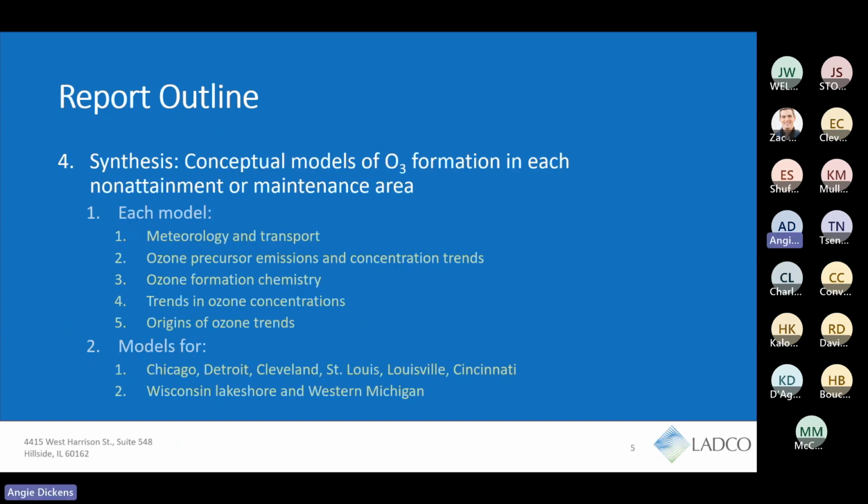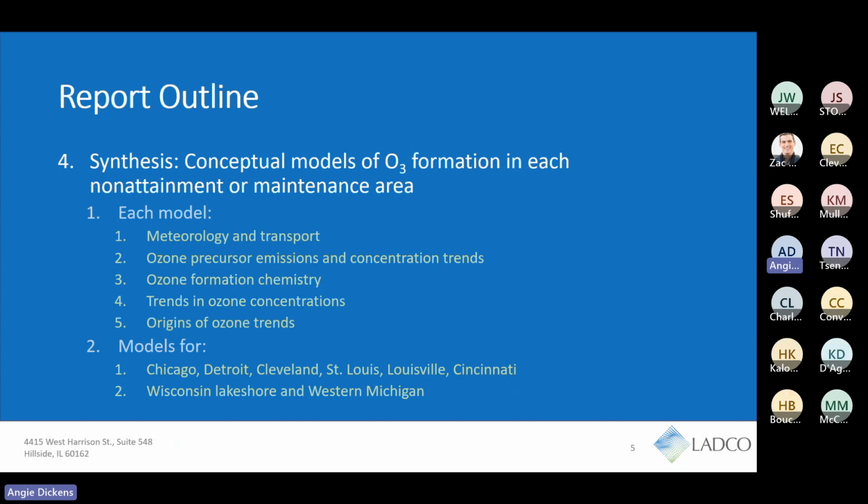And then I have the conceptual models for each area in the region, which pull together information just for that area. This is, again, fully intended to be used in SIPs: just pull it out and stick it in a SIP. It includes, for each area, the meteorology and transport, ozone precursor emissions and trends, formation chemistry, and trends in ozone concentrations and origins. They have these models for the major urban non-attainment areas: Chicago, Detroit, Cleveland, St. Louis, Louisville, Cincinnati. And then there's one for the Wisconsin Lakeshore and one for Western Michigan.